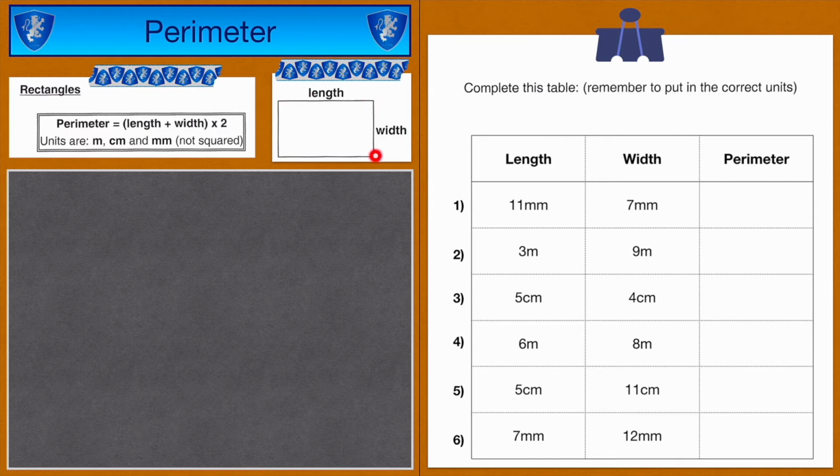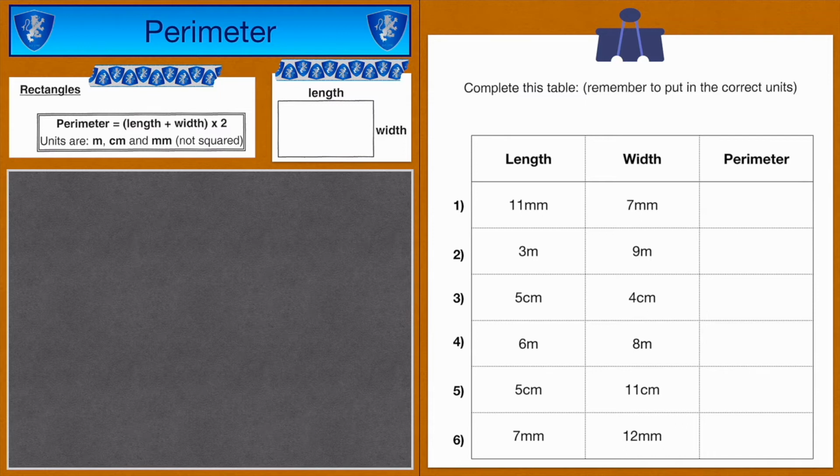So instead of doing length, add width, add length, add width, what we can actually do is do length, add width, and then just double it, because all we were going to do was do length, add width again. So we've got some examples here. They give us the length and the width, and we have to do the perimeter.